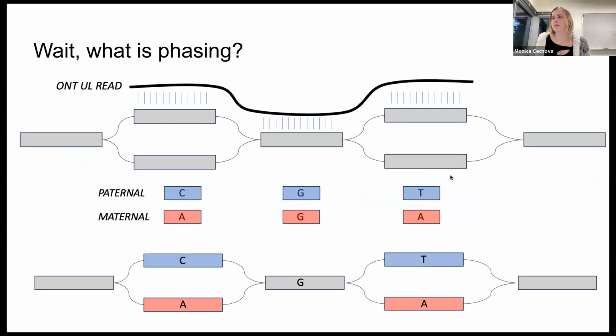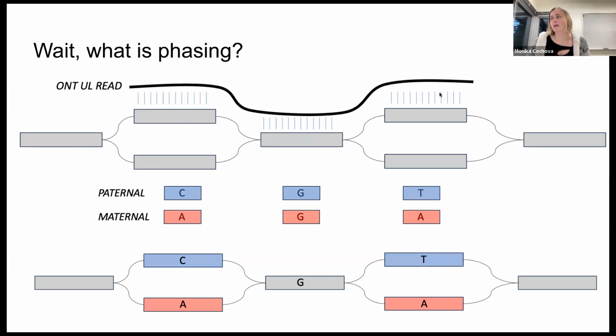So first, let's cover what is phasing. You can imagine that if you build your assembly, you can get this assembly graph where in the two haplotypes, some of the regions will be shared. And that just means that the sequence is identical between the two haplotypes. But you will have also these bubbles where you might have maternal sequence or paternal sequence, but you don't really know which one is which.